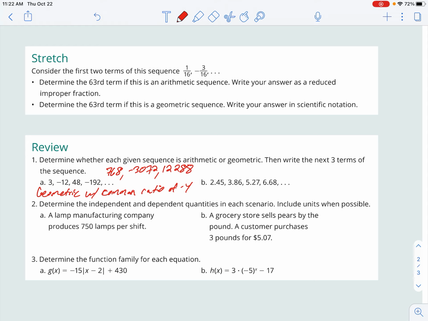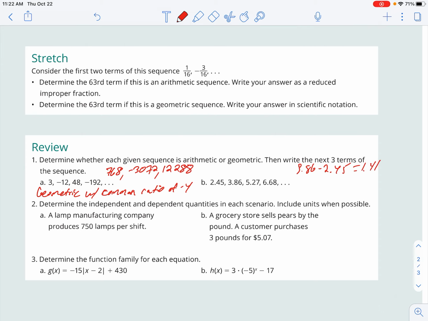On letter B, all right, 2.45 to 3.86 to 5.27 to 6.68. Boy, that's kind of hard to see if you're adding or multiplying here. Multiplying might not be obvious to figure out. So let's see if some addition is occurring here. To calculate that, I'm going to go from 3.86 and subtract 2.45. And whatever that turns out to be, I'm going to keep my fingers crossed that it is what we call my common difference, and that this is an arithmetic sequence.